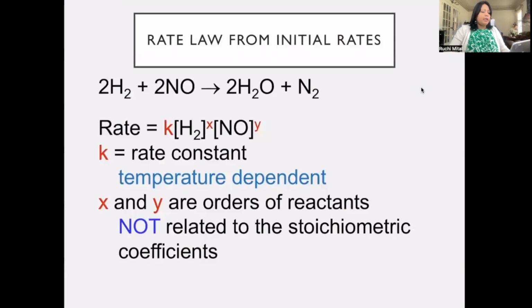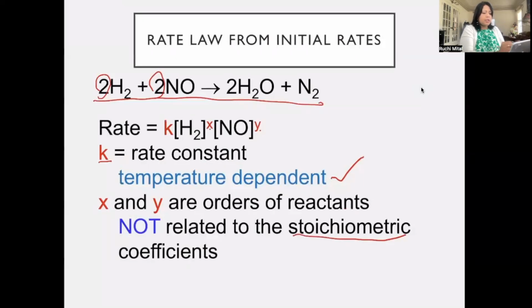So how do we find the rate law from the equation? If you are given this equation, once again, I want to emphasize that these coefficients are not the coefficients that go for X and Y. K is your rate constant. It is temperature dependent. X and Y are the order of the reactions, not related to the stoichiometry coefficient. So this number does not translate to X and Y. A very common mistake that many students make.